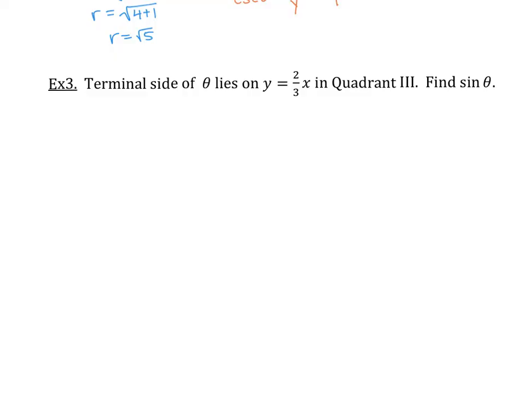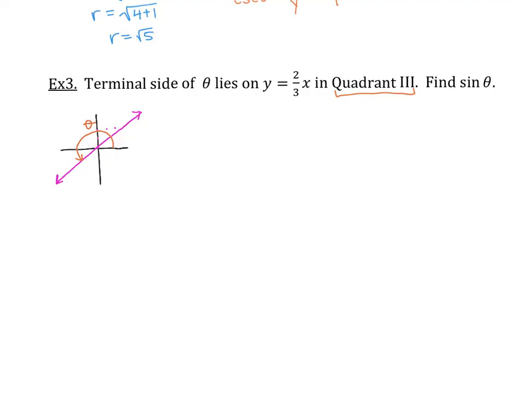Okay, now there's several ways I could do this. Let me just think about the situation first. Okay, y equals 2/3 x is a line. The y-intercept is 0. And if I go up 2 over 3, and I draw my line, okay, I want the terminal side of theta to lie on this line, and I know it's going to be in quadrant 3. So this is telling me that theta is going from here all the way to quadrant 3.